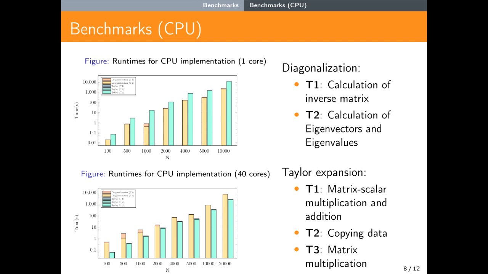In the first figure, you can see that the algorithm based on Taylor expansion is slower than the diagonalization on one core. The figure below shows the execution times for the CPU implementation running on 40 cores. One can see that the roles have changed, and the Taylor series expansion performs better than the diagonalization.